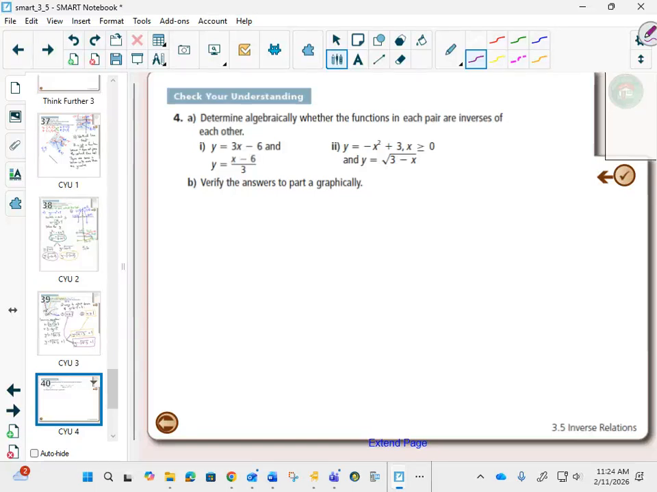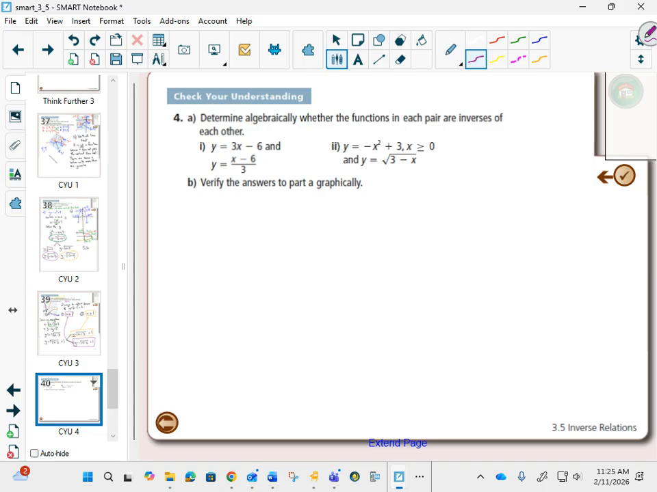Our last example, we want to determine algebraically whether the functions in each pair are inverses or not. So there's two ways that you can go about this. The first way would be start with one, switch x and y, and see if you get the other one. If you do, they're inverses. If you switch x and y and the equations don't match up, they're not inverses.